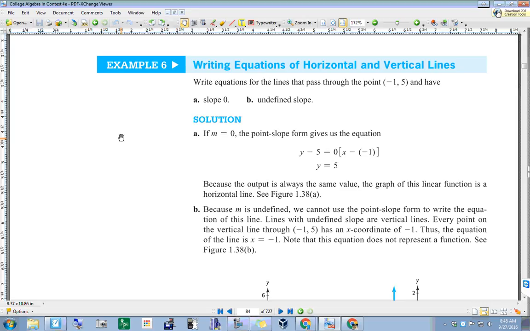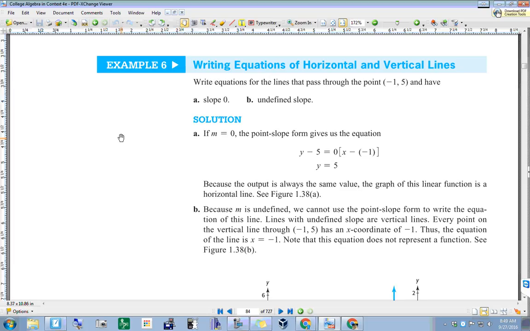Example 6. Zero slope and an undefined slope. A slope of 0 is what? Horizontal or vertical? It's like this. Remember, it's rise over run. 0 rise over all kinds of run. That would be a 0 slope, horizontal line. Horizontal lines go through which axis? Y. So guess what point you use? Y.